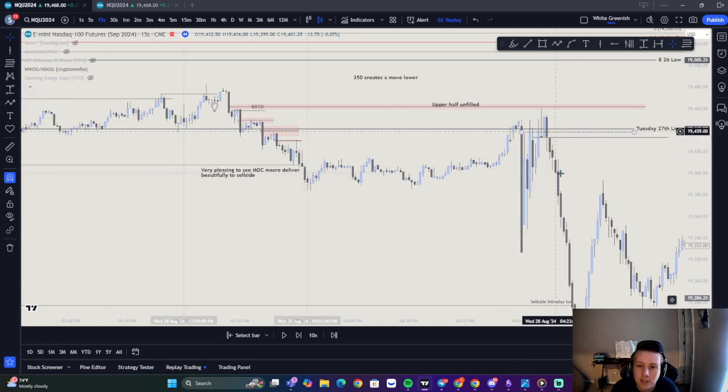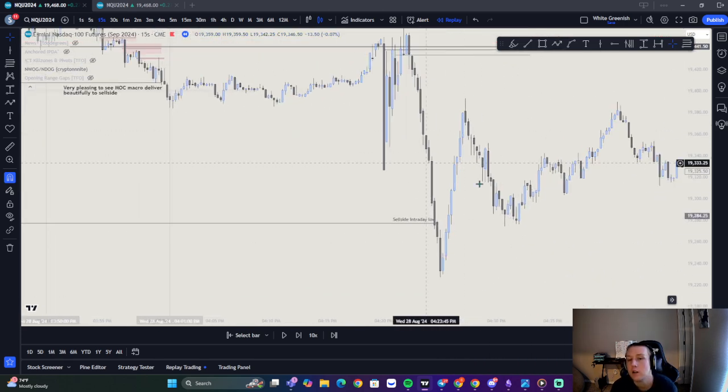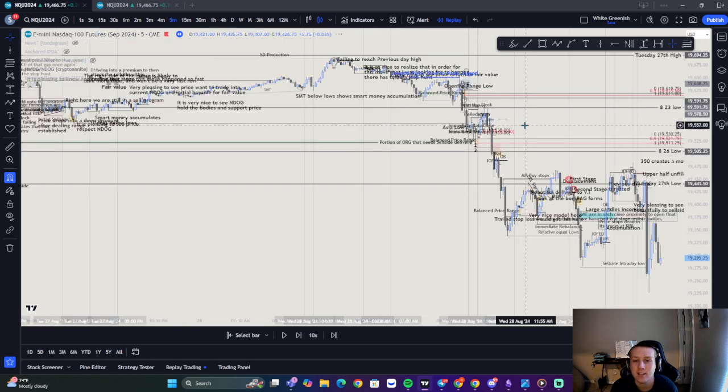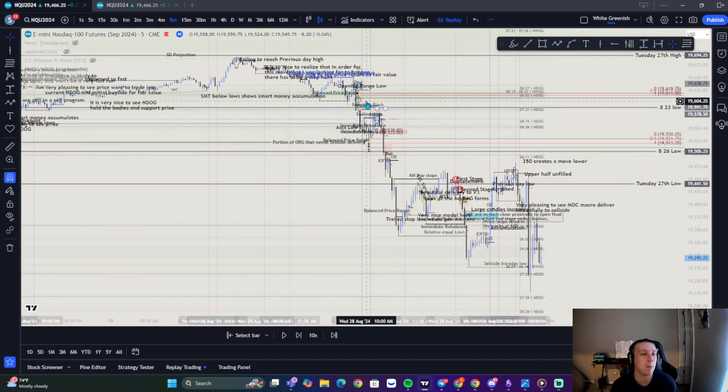But here we have buy side taken, and then boom. That is the day. That is the session. That is very nice price action.